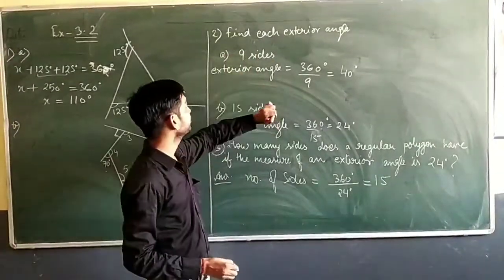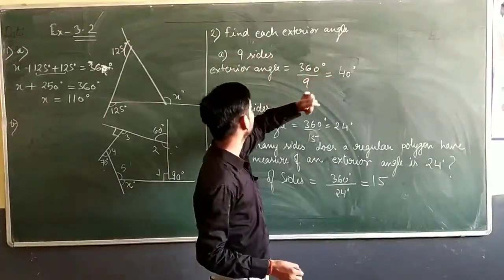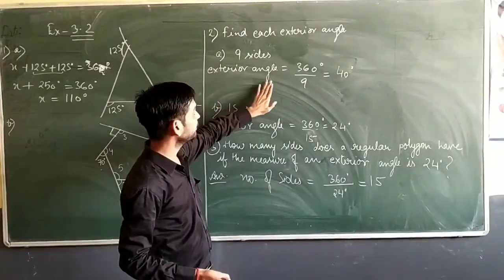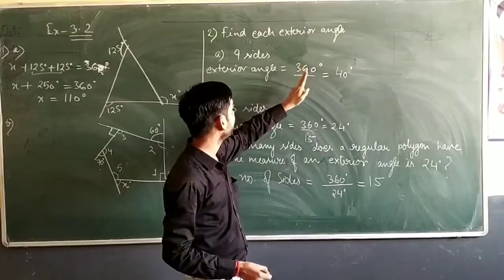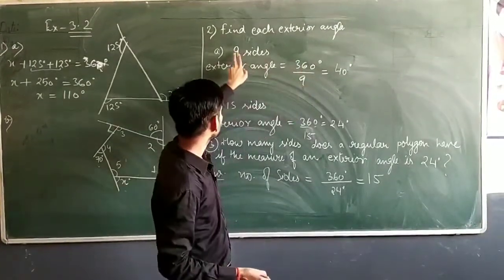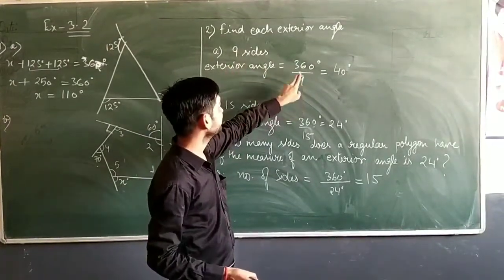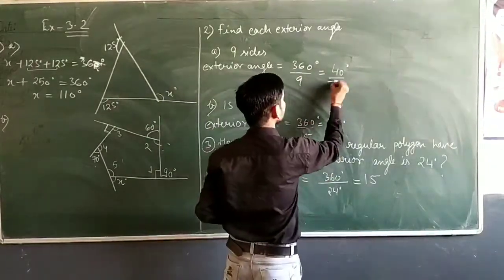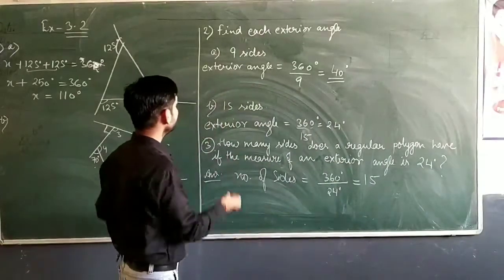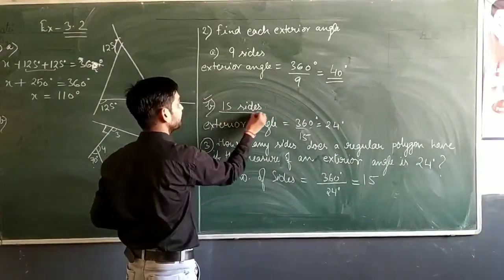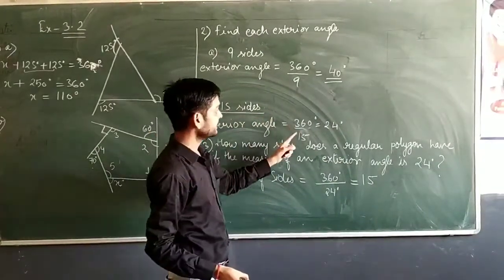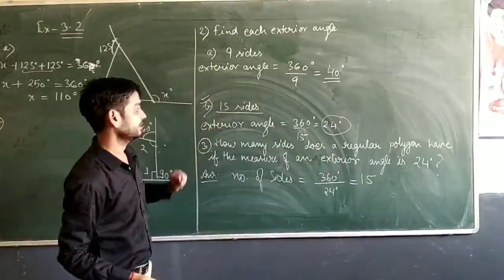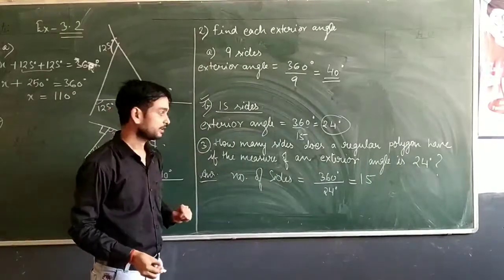Let's see question number 2. Find each exterior angle if 9 sides are there. The exterior angle formula is 360 upon the number of sides. The number of sides given in the question is 9. 360 upon 9, so when we solve this, the exterior angle will be 40 degrees. Similarly, if the sides are 15, then 360 upon 15, that means 24 degrees is the exterior angle.